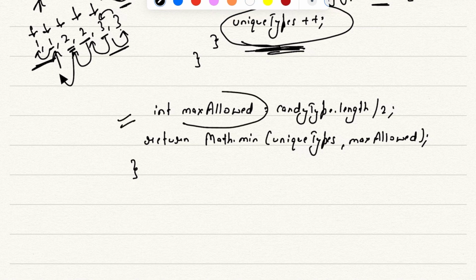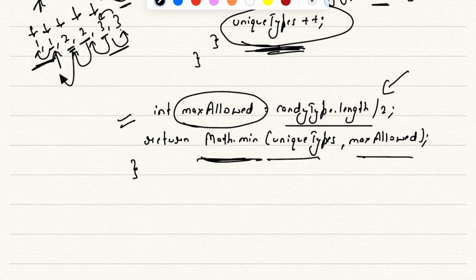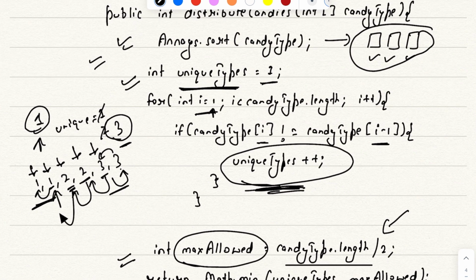First we need to find out the total number of candies she is allowed to eat by doing candyType.length divided by 2, because she is allowed to eat only half of the candies, and then we return whatever the minimum we have from these two. So that's how we can solve this question using this sorting approach.